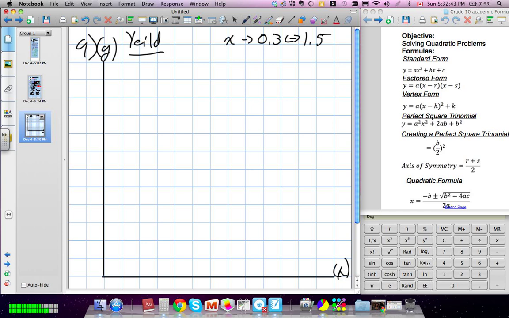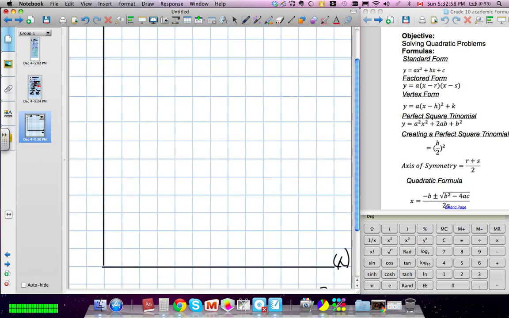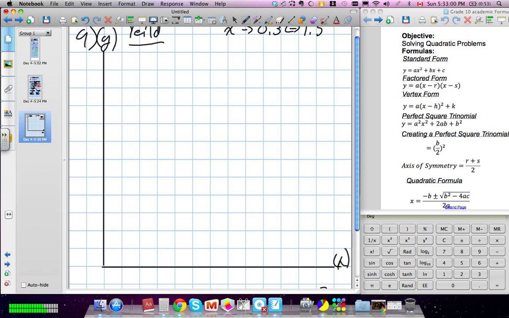Let's see, 1, 2, 3, 4, 5. That'd be too easy. 1, 2, 6, 7, 8, 9, 10, 11, 12, 13. Well, I can't go by 1s, but if I do go by 2s, I'm definitely going to encompass my 1.5. So if I start at 0 and I go 0.2, 4, 6, 8, 10, 12, 14, 16, already I'm past it, right? 18. So we know that that's going to be our point right now.